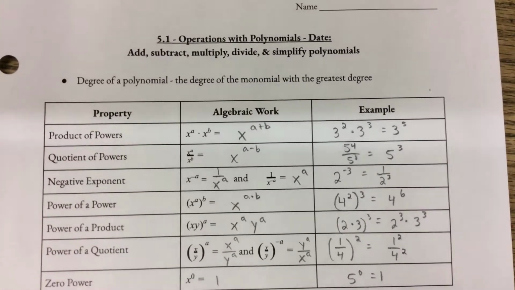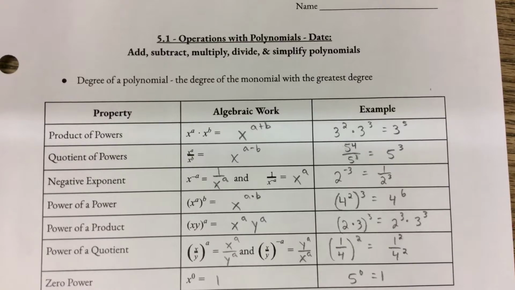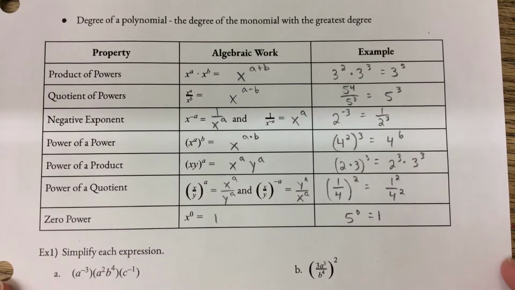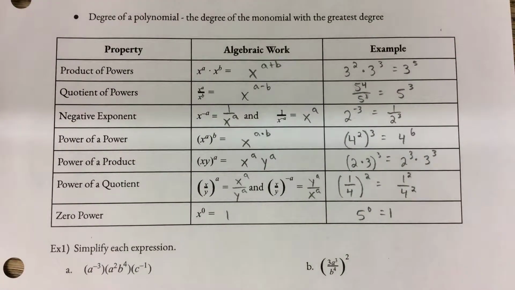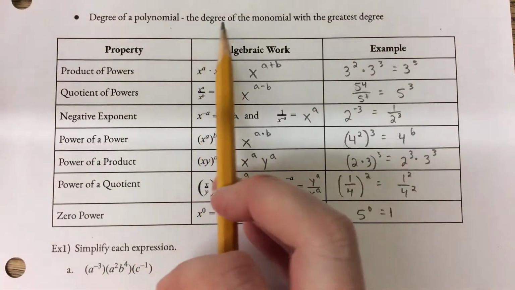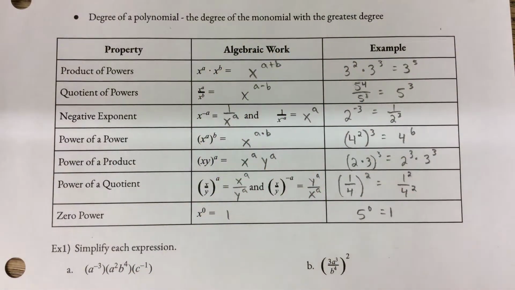Alright, today we are going to talk about operations with polynomials. So we're going to add, subtract, multiply, divide, and simplify them. The only real definition we have here is the degree of a polynomial. The degree of a polynomial is the degree of the monomial with the greatest degree.